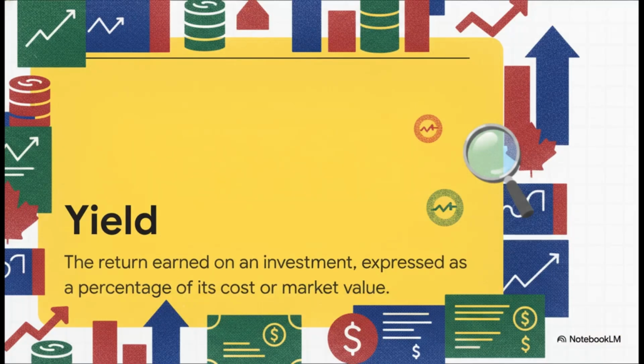Okay, let's put on our analyst hats for a second. How do investors actually evaluate the performance of these financial assets? Well, the most common metric you run into is yield. Yield is simply the return you earn on an investment, typically expressed as a percentage of what it cost you, or its current market value. In the real world, this looks like the regular dividends you receive from holding a stock, or the interest payments you collect from a bond you're holding until maturity.